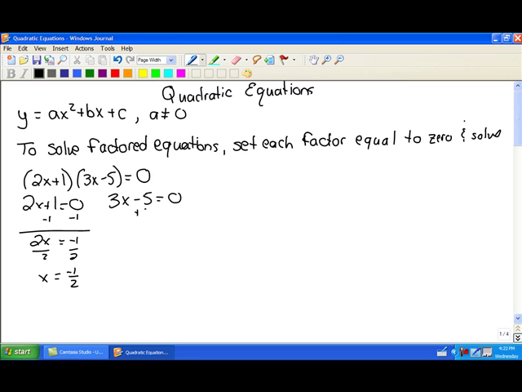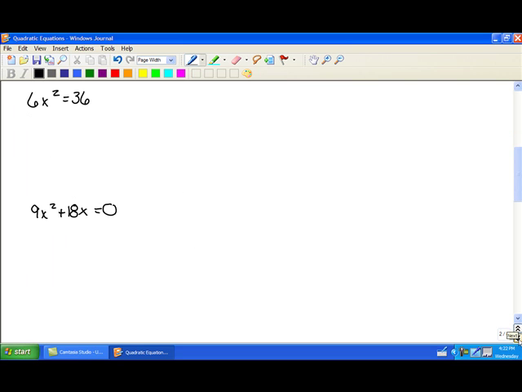On our second equation, we're going to add 5 to both sides, leaving us with 3x equals 5. When we divide both sides by 3, we'll get the answer of x equals 5/3. Now, most of the equations are not going to be factored for you. You will either have to factor or solve those. So let's look at a different type of equation.